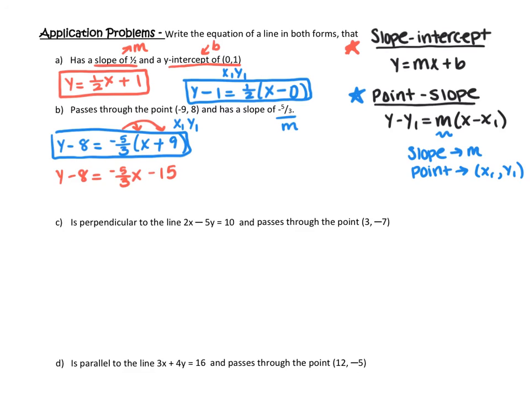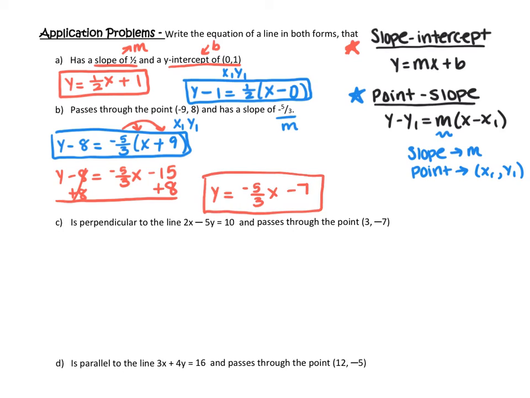Pause the video and double check that. And then last but not least, we're going to add 8 on both sides. So then my final answer is y equals negative 5/3 x minus 7. And that is my slope intercept form.